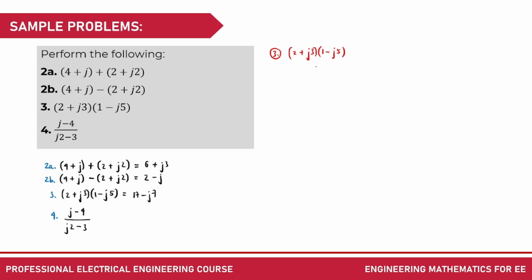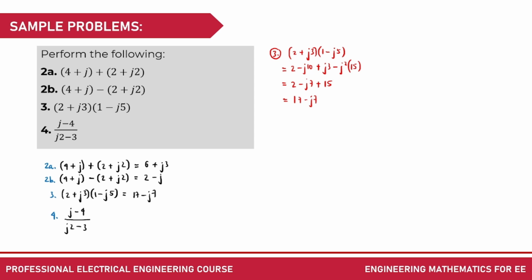So what they do is FOIL method. For the first one, we have the first times first, which is 2, and then the outside is minus 10. The inside is plus j3 and then minus j squared times 15. But j squared is negative 1. So we have there what? 2, and then we have here minus j7. Since j squared is negative 1, you'll get there plus 15. And the final answer is 17 minus j7.